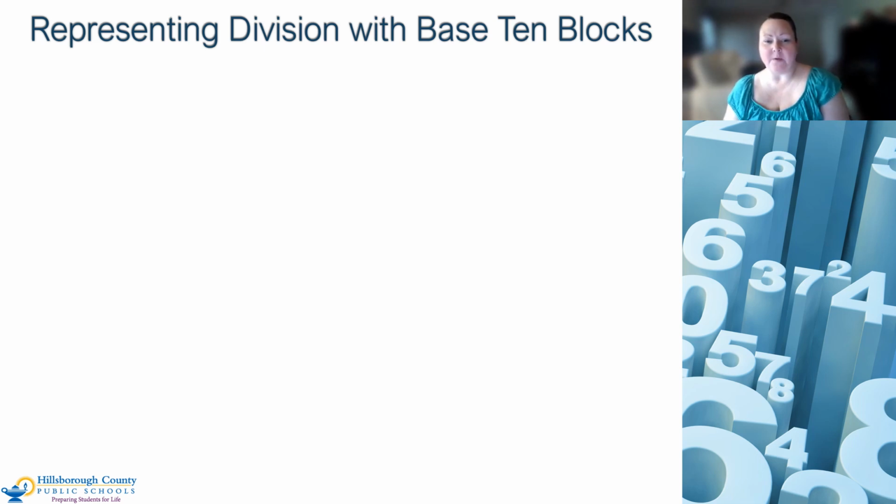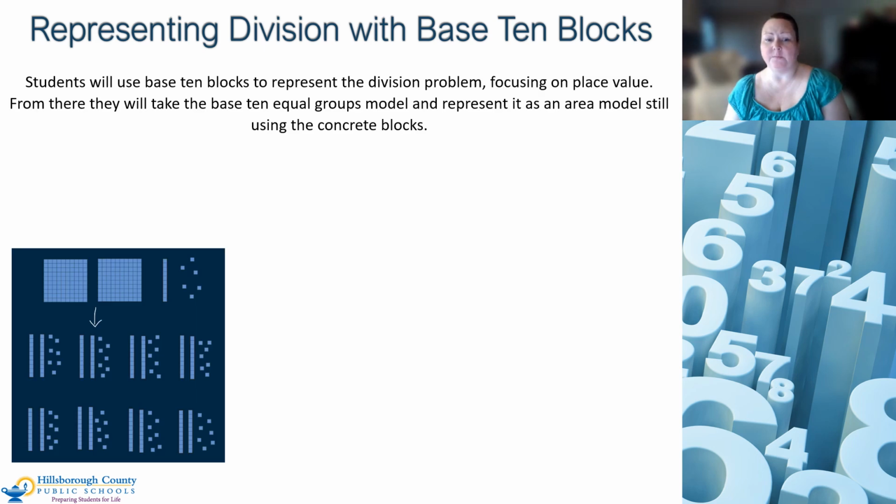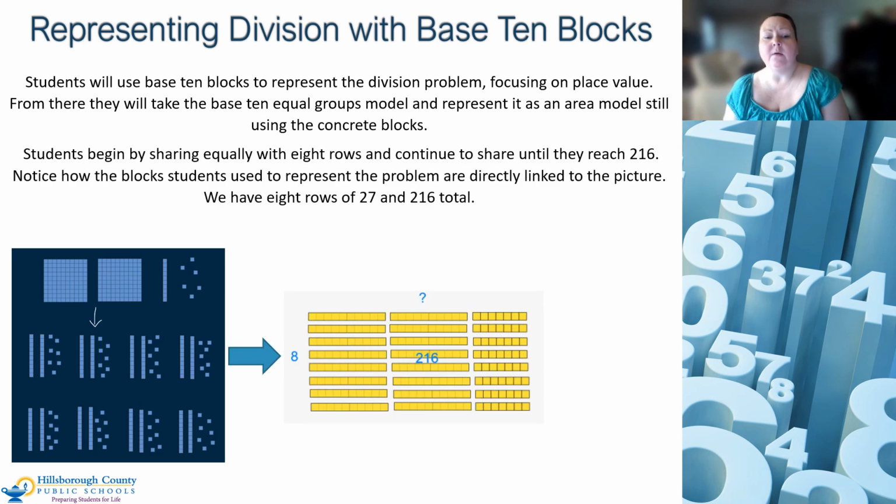So now we're moving into representing division with base 10 blocks. We want to start by having students represent the division problem using those base 10 models and relating division to the equal groups models that they did in 3rd grade, but now we're doing it with larger numbers in 4th grade. From there, we can move to having those equal groups organized into an array and compare and contrast the two models. What's the same? Well, they both have 216 total. They both have equal groups.